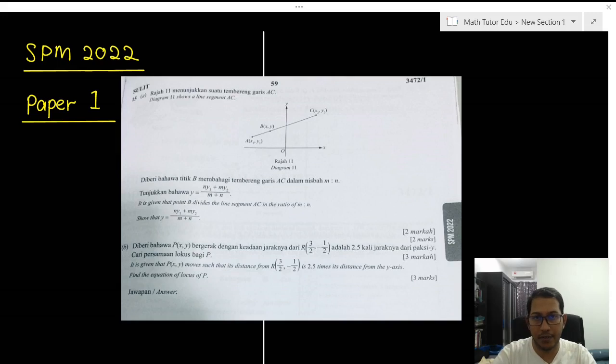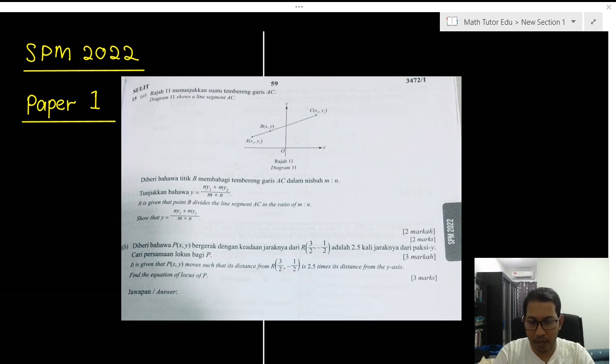Let me read the question 15a now. Diagram 11 shows a line segment AC. It is given that point B divides the line segment AC in the ratio of m:n. As you can see in the diagram 11, you have the coordinate A, x1, y1, where in between you have the coordinate B, which is xy, and coordinate C is x2, y2 respectively, and it's divided in the ratio m:n respectively. That's what it means, guys.